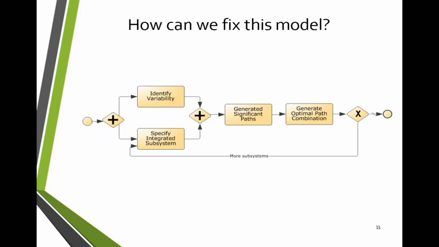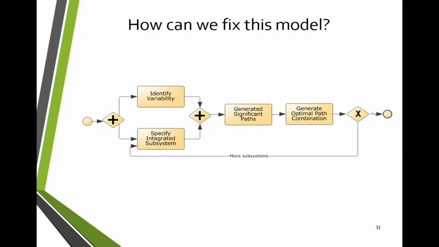This model is syntactically incorrect. It contains a so-called deadlock. A deadlock is a situation where the model cannot continue. So the deadlock is here, exactly at the second AND split, or AND join in this case. So this AND join, we have a deadlock there.